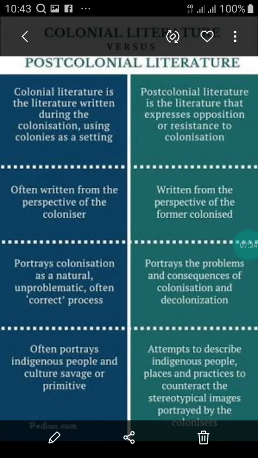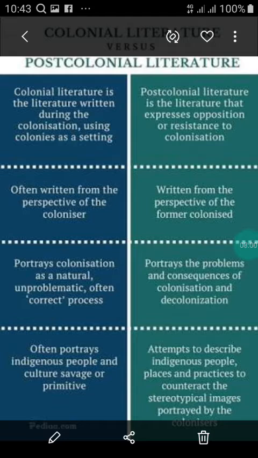So what is colonial and post-colonial literature? Colonial literature is literature written during colonization, using the colonies as a setting. So it is the literature produced in the colonies, with colonized people as the setting. They were writings of colonial literature. And after that, post-colonial literature is literature that expresses opposition and resistance to colonization.